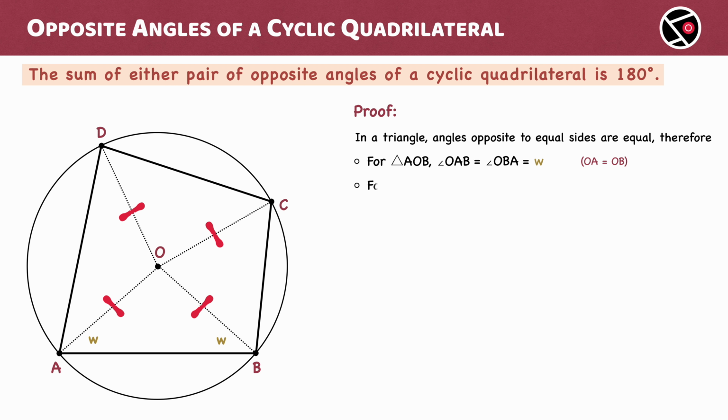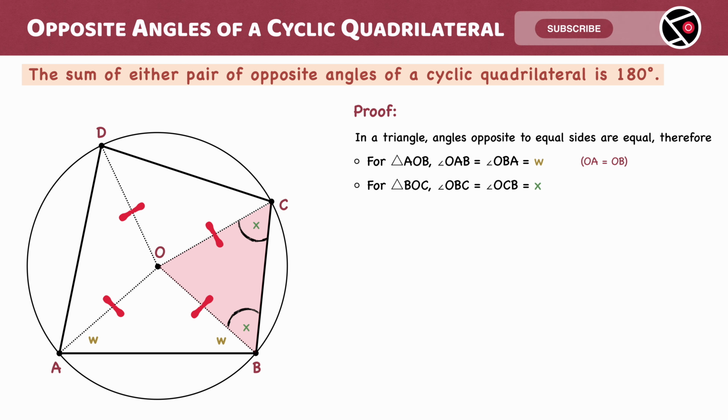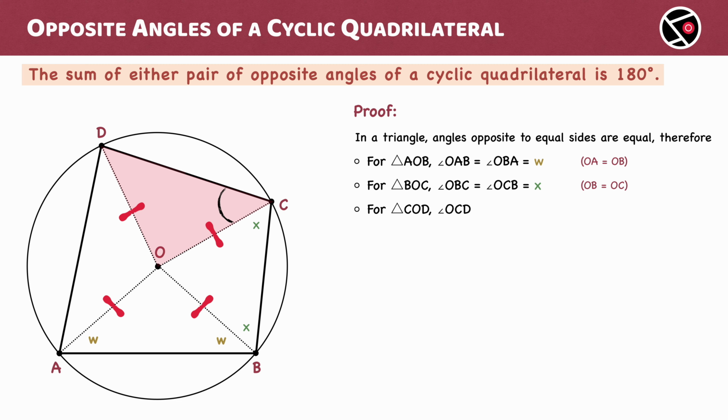Similarly, for triangle BOC, angle OBC equals angle OCB, both equal to x. For triangle COD, angle OCD equals angle ODC, both equal to y. For triangle DOA, angle ODA equals angle OAD, both equal to z.